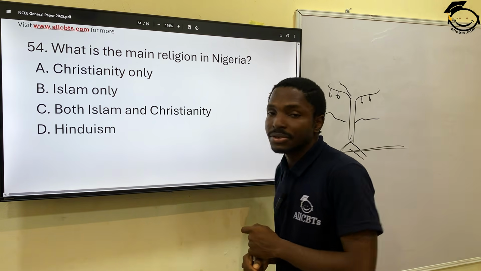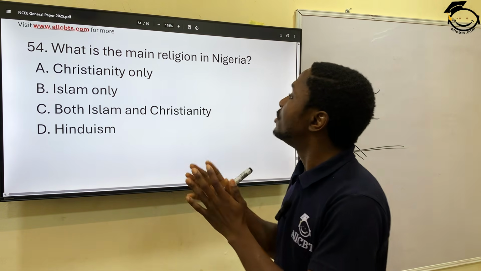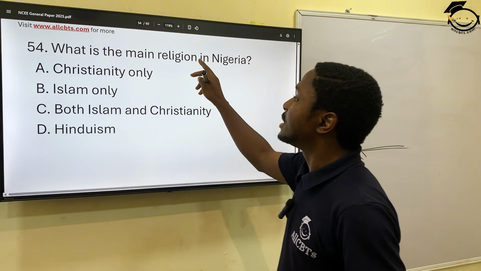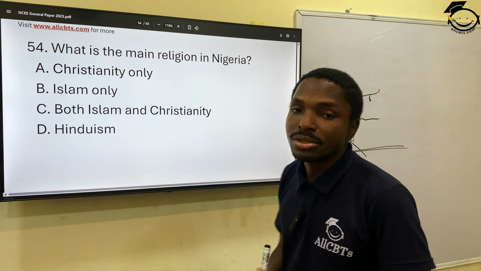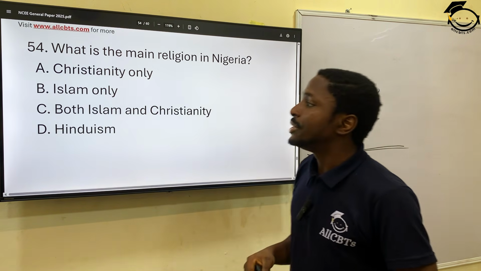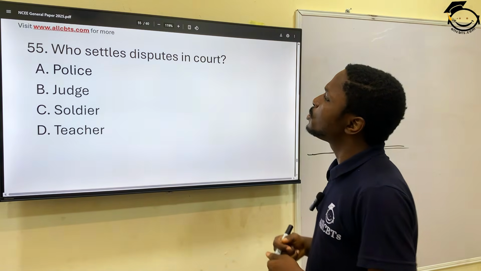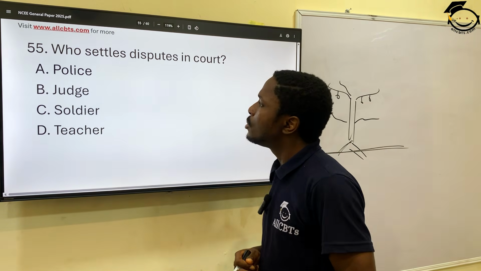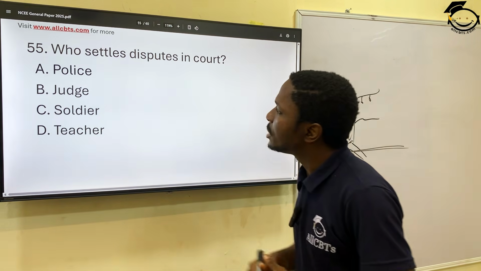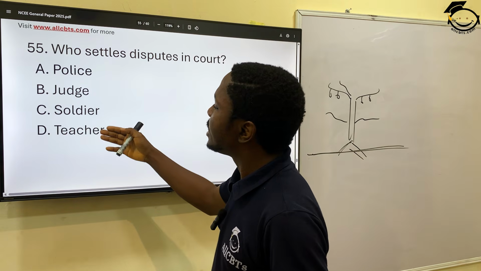Both Islam and Christianity. Yes, they are the main religions. And there should be an S here then. They are the main religions in Nigeria. 55. Who settles disputes in courts? Who settles disputes in a law court? We have police, judge, soldier, teacher.